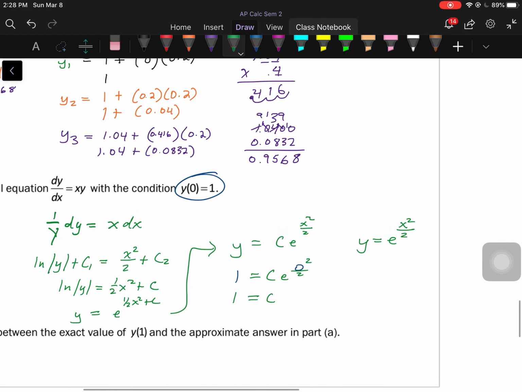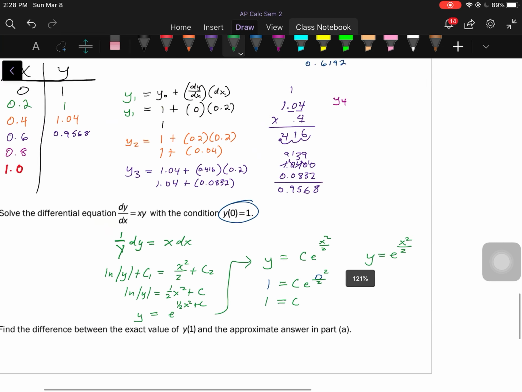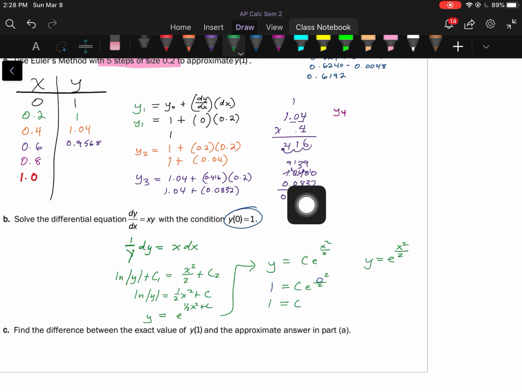And now I can compare our estimates using Euler's method to what the actual function is. The actual solution is y equals e to the x squared over 2, and so this is the exponent. So I can even plug in 0.4 or 0.2 and compare it to this.